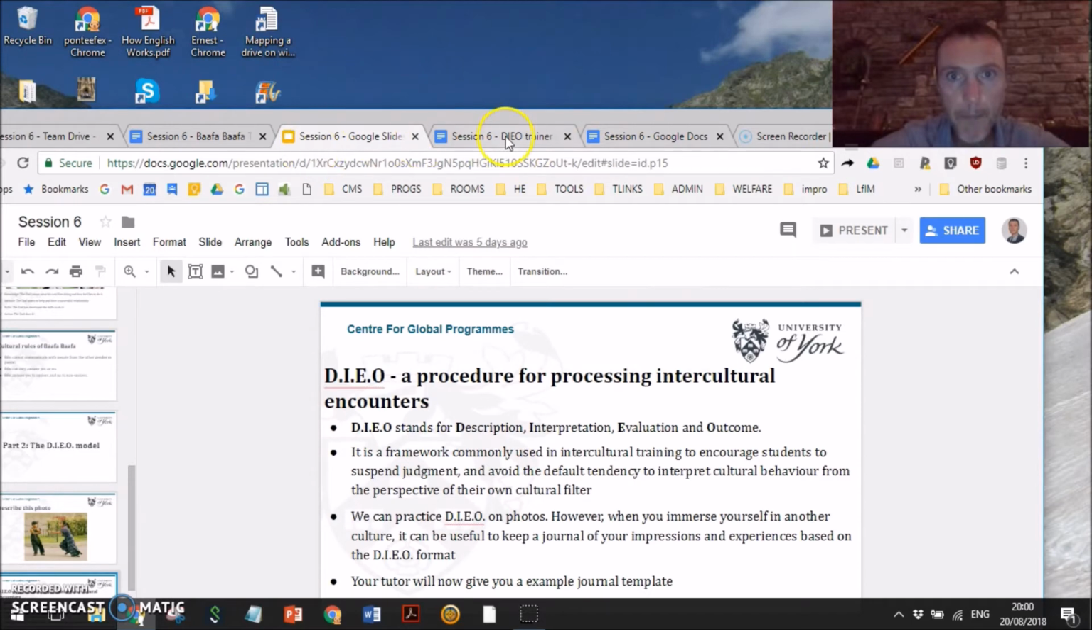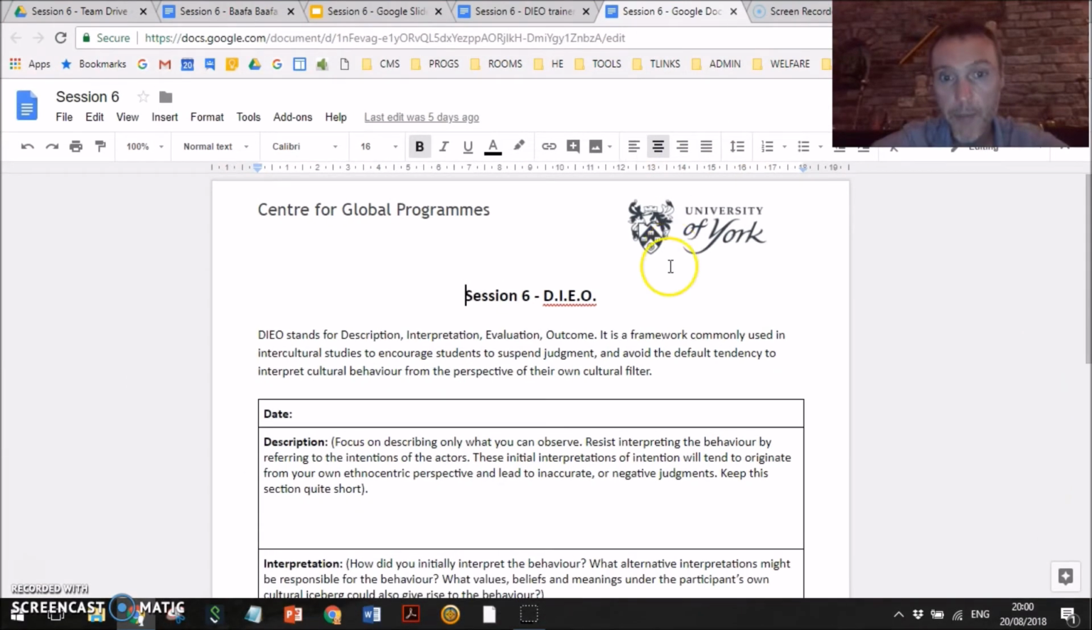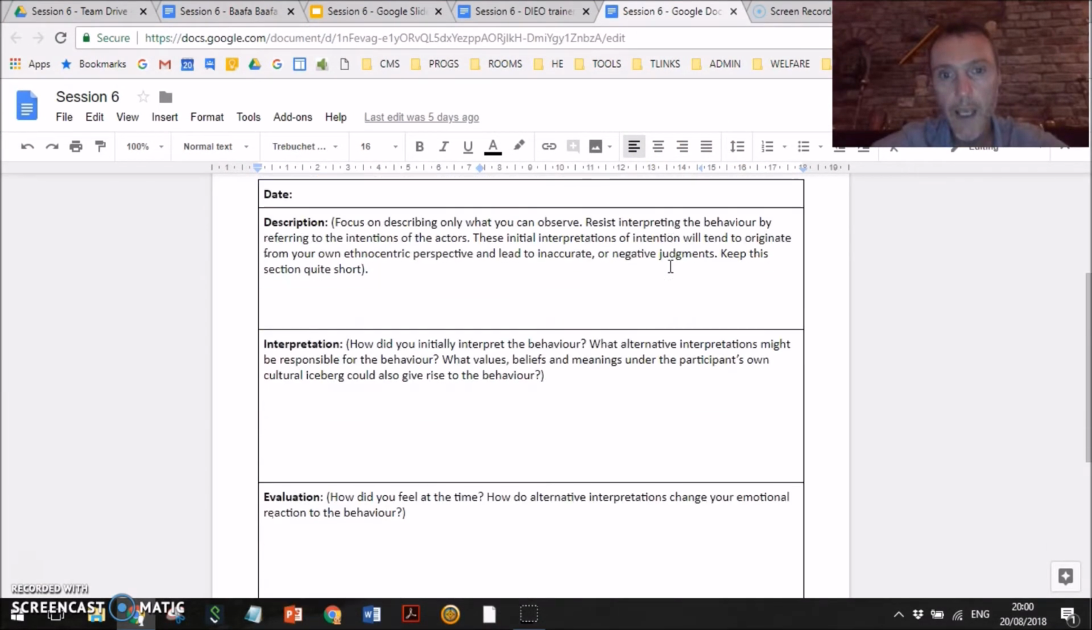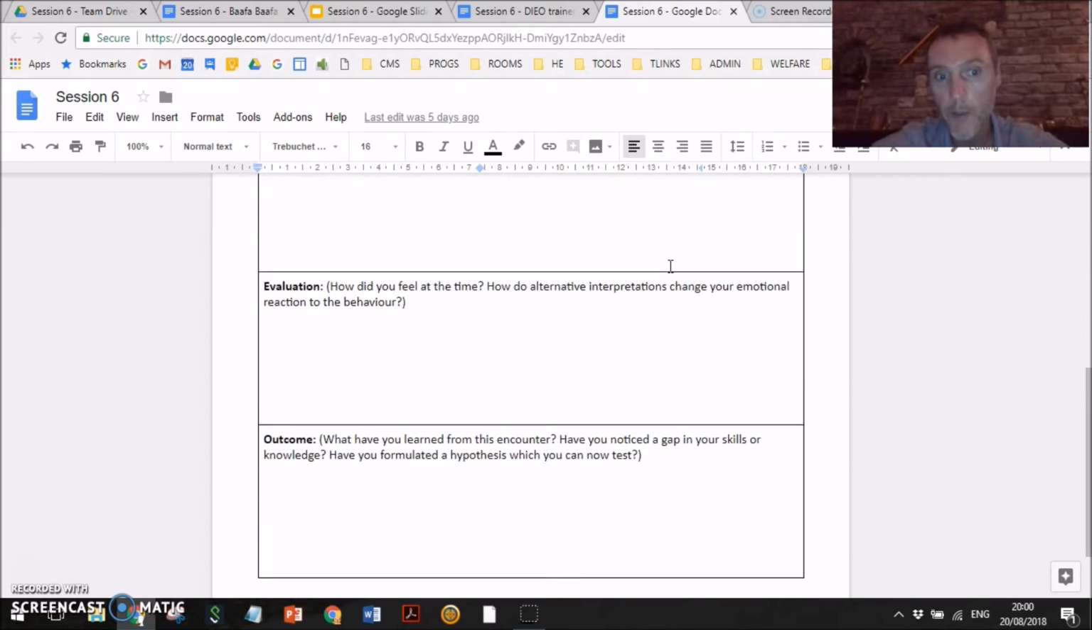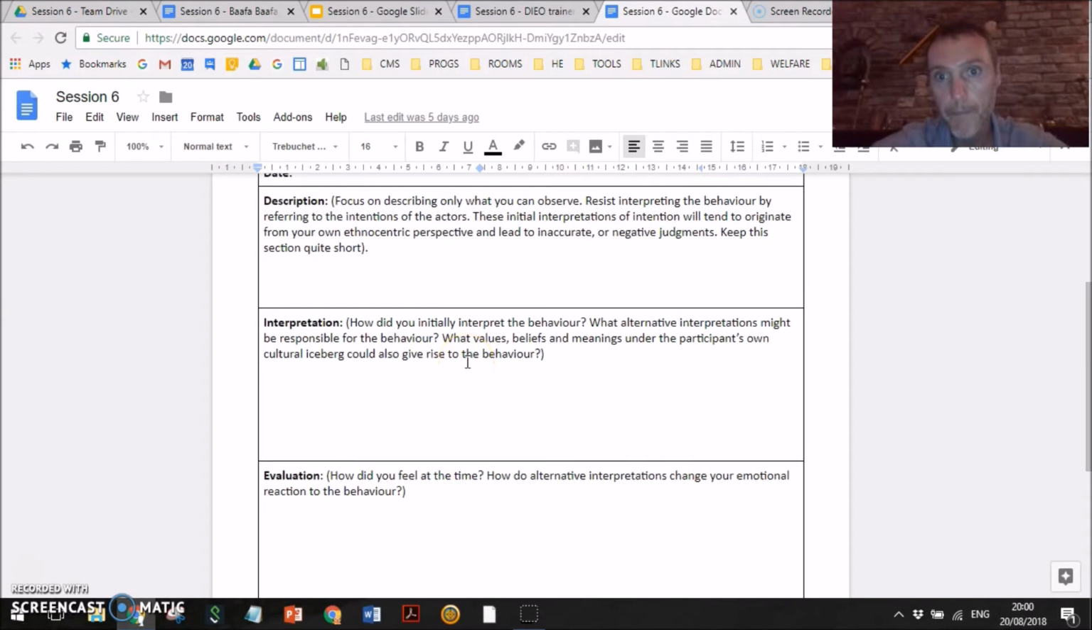So you give them an example journal format, okay? This can be printed out and given to the students. And it's basically a rubric that they can use to write up their impressions, okay? For example, for interpretations, how did you initially interpret the behavior? So the student is in their accommodation in, let's say, Jakarta at the end of the night, reflecting on some encounter that he or she had during that day. How did they interpret the behavior initially?